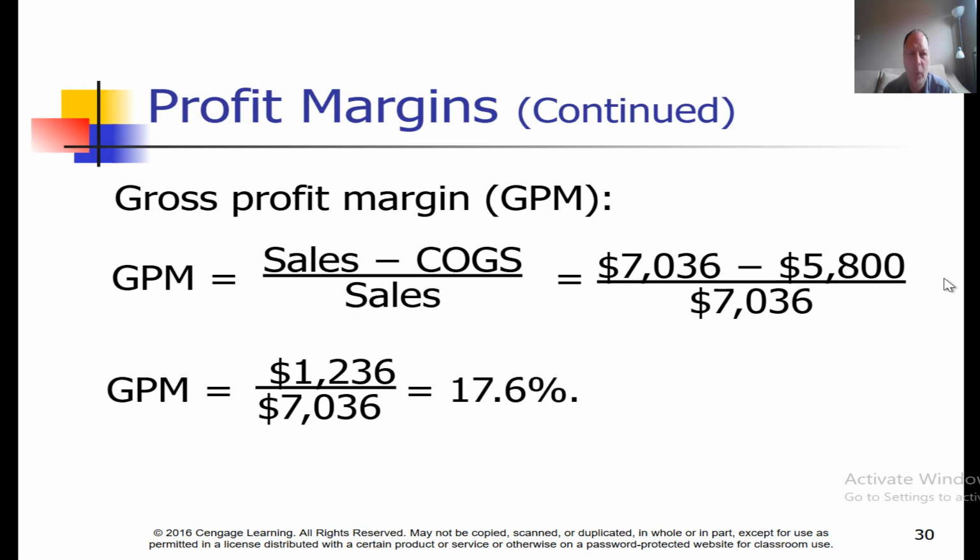How about gross profit margin? Just the profit after you take out costs of goods sold, ignoring all of the other costs related to management, fixed costs, etc. And that's sales minus costs of goods sold over sales of 7,036. Again, all this comes off of the earlier income statement: 7,036 minus 5,800, the cost of goods sold, is 1,236, over 7,036, or 17.6%. And again, you would expect this to be higher than the last two ratios.